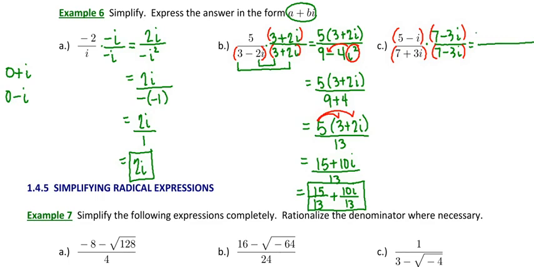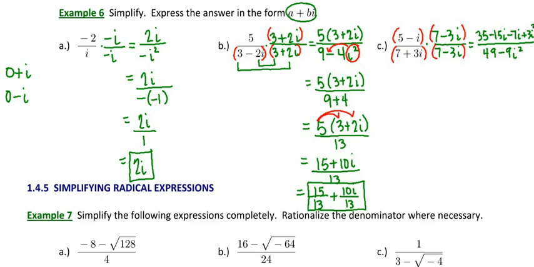The product of our first two terms is 35. The outside terms give us a product of minus 15i. Inside, we have minus 7i. And last, plus 3i squared. In the bottom, we're multiplying conjugates. So we're going to end up with the product of the first two terms, 49, times the product of the last two terms, minus 9i squared. Remember, the outside and inside terms cancel there.